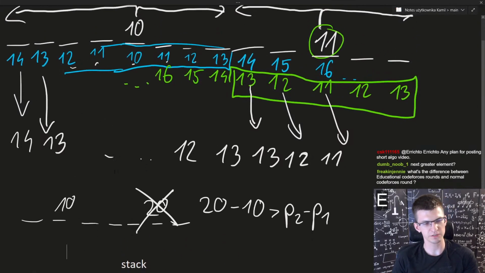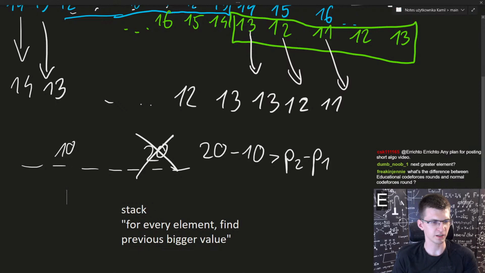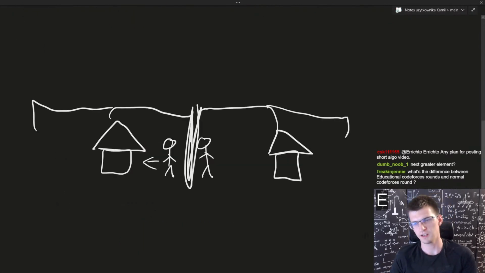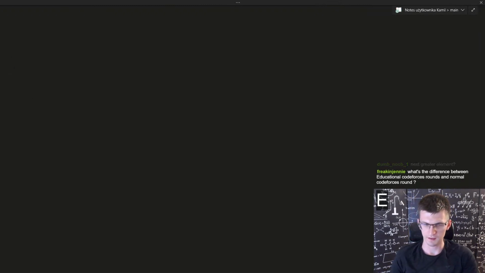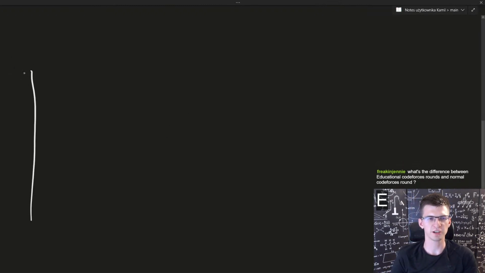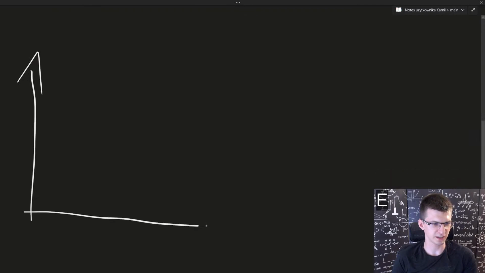One last thing I want to say, so next greater element or previous greater element. One last thing I want to say here is that there is a nice visual interpretation. And this is what I described when at the very beginning I said I know what this formula implies.